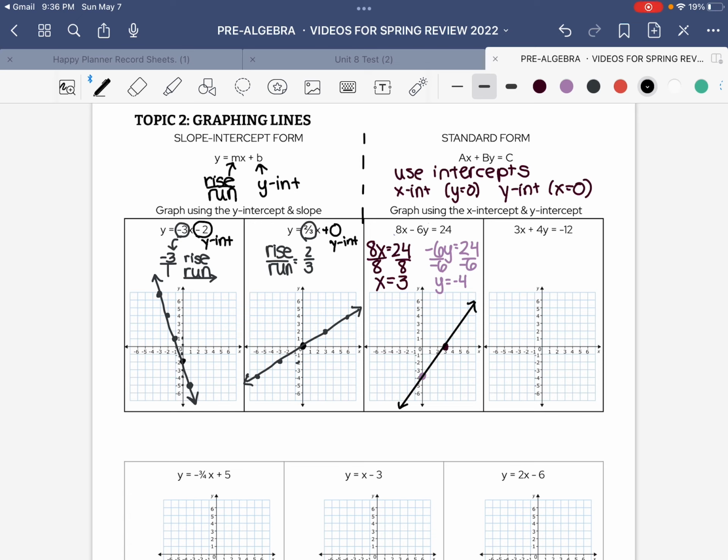Now to shorten it up a bit for the second one, it would be, if I cover up the y part, 3x equals -12. And if I cover up the x part, 4y equals -12.